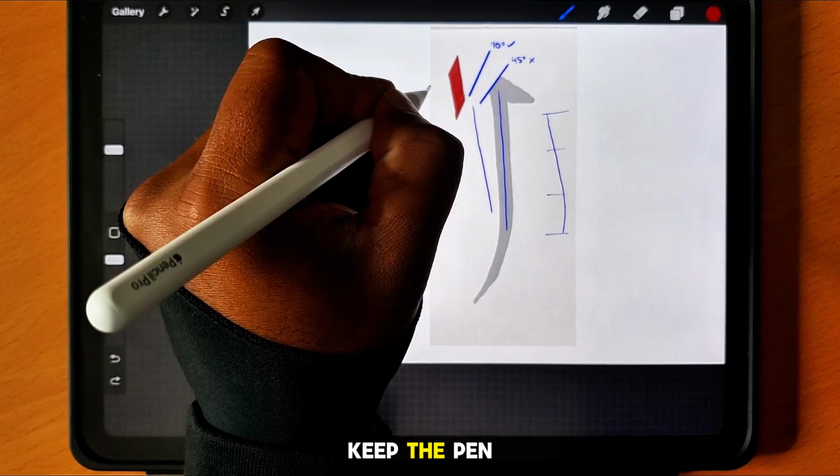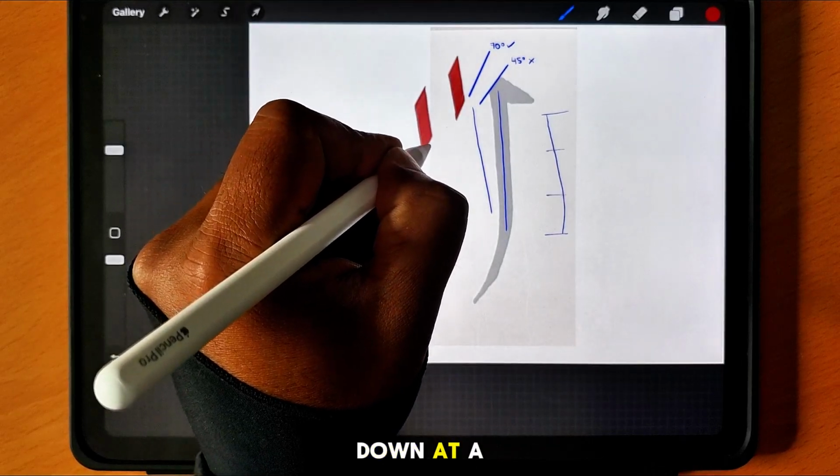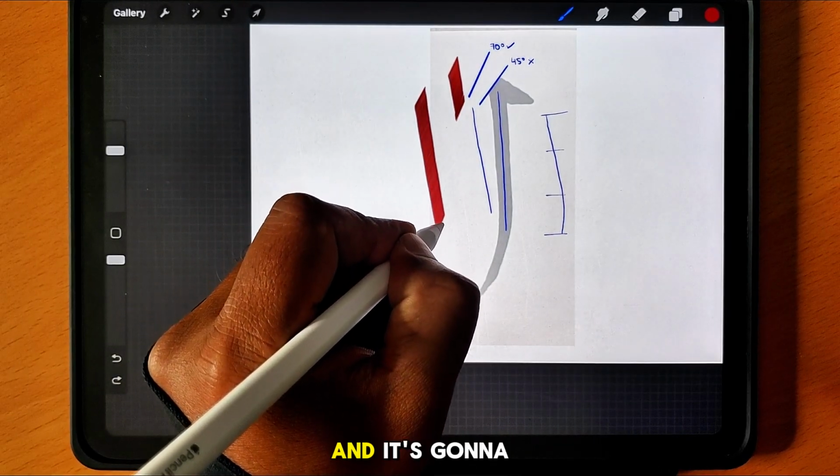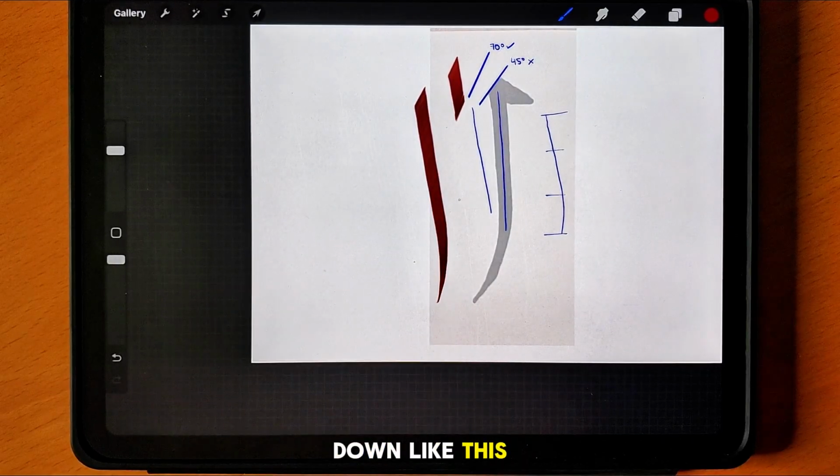Okay, so considering all of these points, let's go ahead and construct the stem of the alif the way it should be. So we're going to keep the pen at that 70-degree angle. We're going to come down at a bit of an angle, and it's going to be straight for 2/3 of the way, and then for the last third we're just dipping down like this.